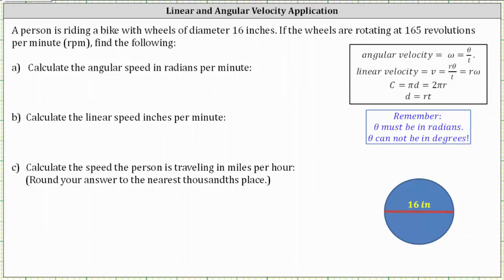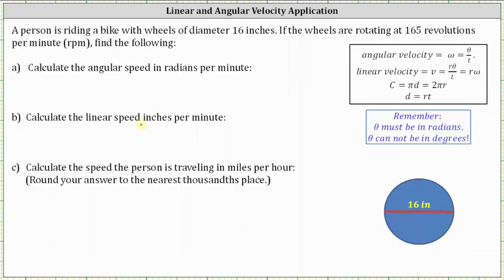A person is riding a bike with wheels of diameter 16 inches as pictured below. If the wheels are rotating at 165 revolutions per minute, or RPMs, we're asked to find the following. A, the angular speed or angular velocity. B, the linear speed or linear velocity. And then C, the speed the person is traveling in miles per hour.